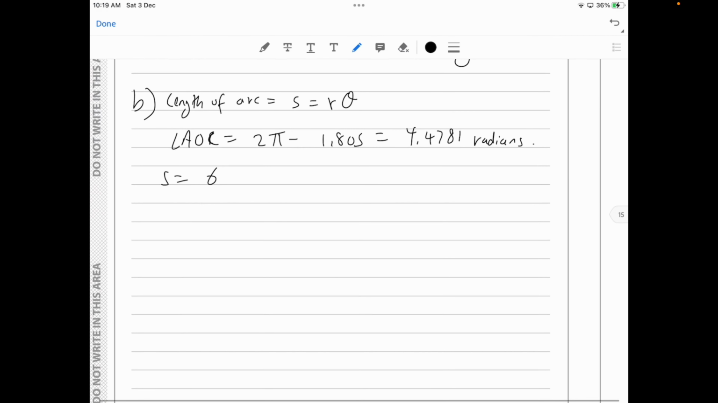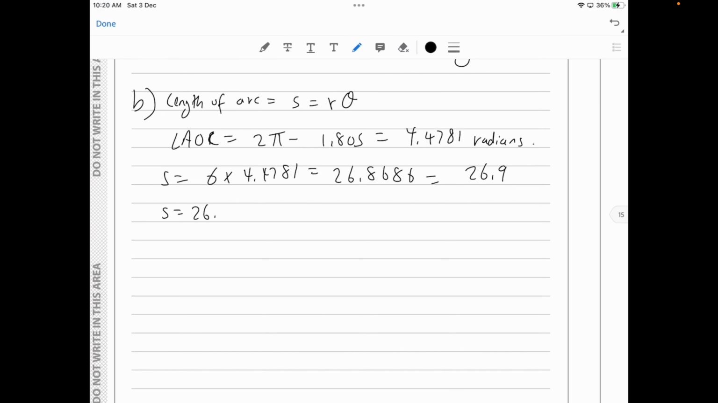So all we need to do is just do 6 times 4.478. We're going to get a value of about 26.8686. Just round it off to 1 decimal place, 26.9. This is going to be our arc length, 26.9 meters to 1 decimal place.